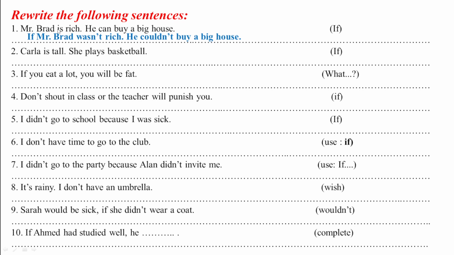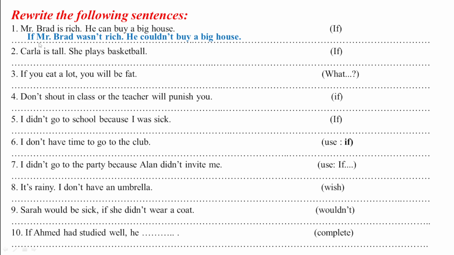As you see here, I changed the form of this sentence into the past simple, and it turned into a negative sentence, wasn't instead of is. Again here, he can buy a big house. I changed it into the negative form in the past simple because we imagine the opposite of the real situation. That's why we changed the sentence form from positive to negative and vice versa.